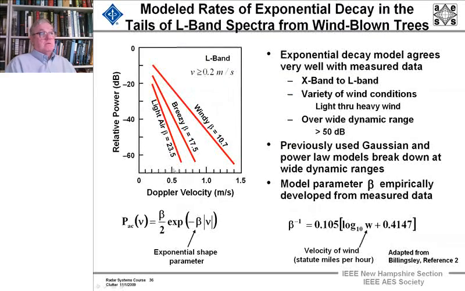And so then what Barry did was model the relative power in light, breezy, and windy conditions for the AC component. And the exponential decay model, when you look at all the different data, from X-band to L-band, it varies. There's a variety of wind conditions, light through heavy wind, and over a wide dynamic range greater than 50 dB. Previous Gaussian and power law models break down at wide dynamic ranges, he found out.